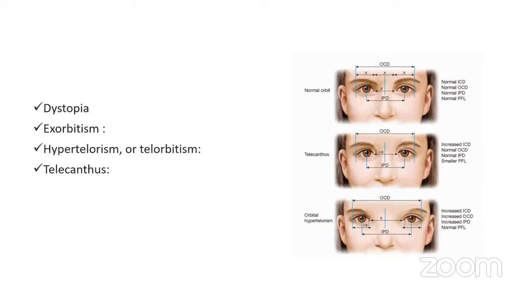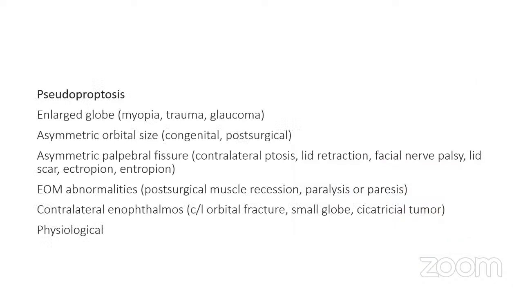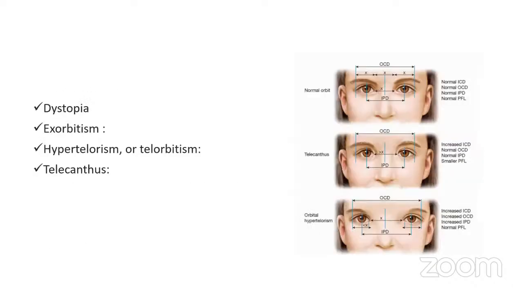Okay. So basically, in normal anatomy, the distance between medial and lateral canthus is the same as between the two canthus, that is medial canthus of both eyes. Okay, so that is the normal symmetry.